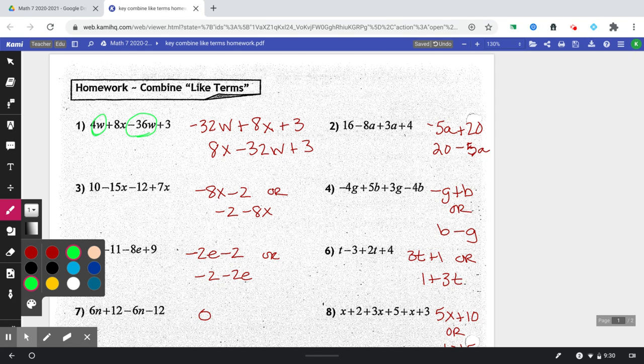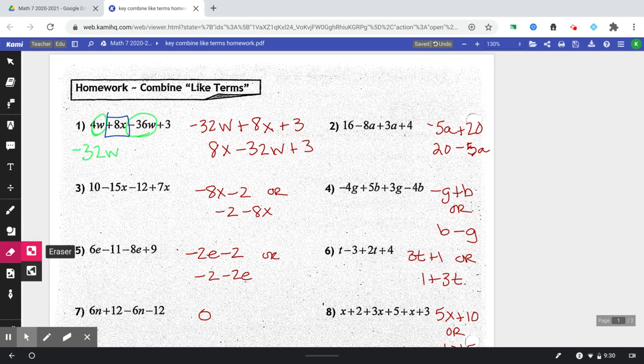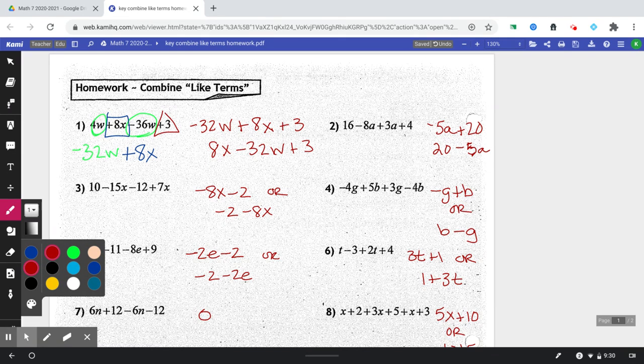So 4W minus 36W, that's where we get our negative 32W. Okay, then you have positive 8x, that's a mistake, positive 8x. There's no x's to combine with it. So I'm just going to bring it down. Then we have positive 3, and there's nothing to add. We don't have any other just numbers on their own. So we have nothing to combine with it. So that's just bringing down the plus 3, and there would be your final answer. And again, that can be in any order.